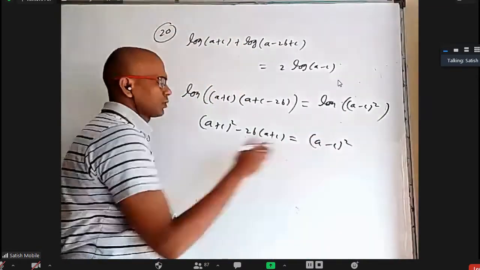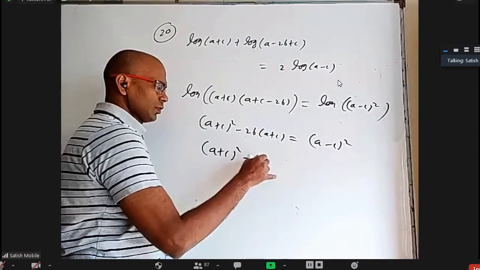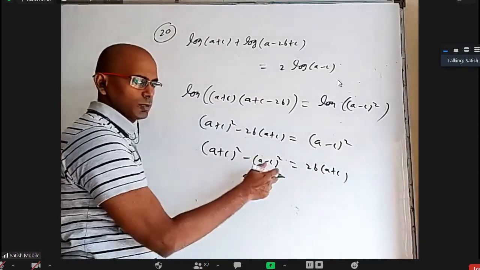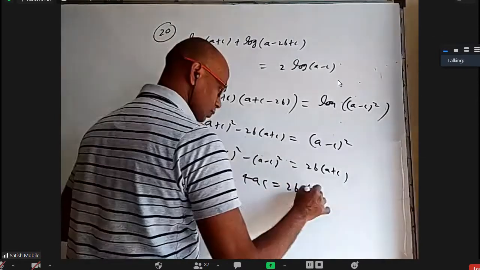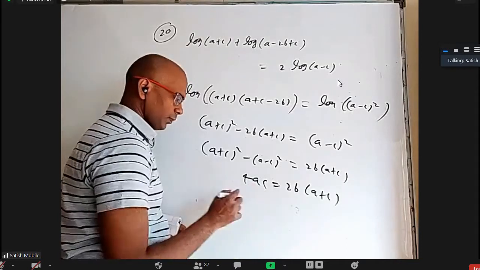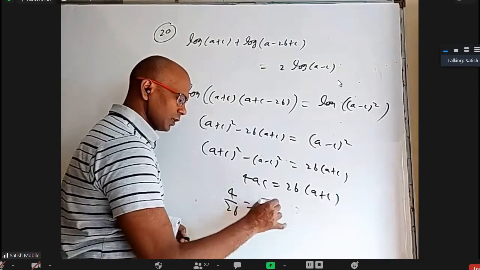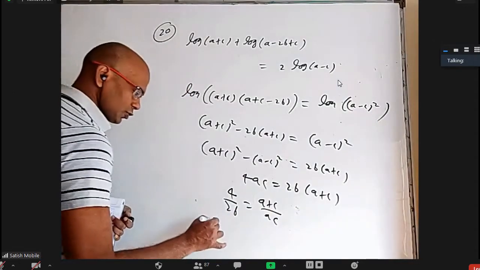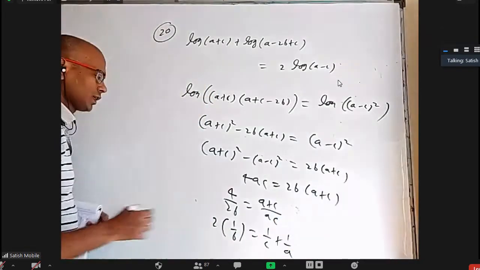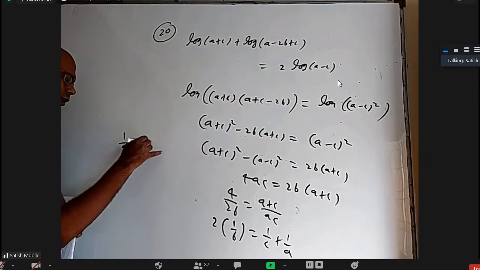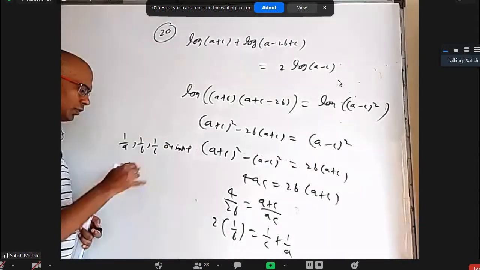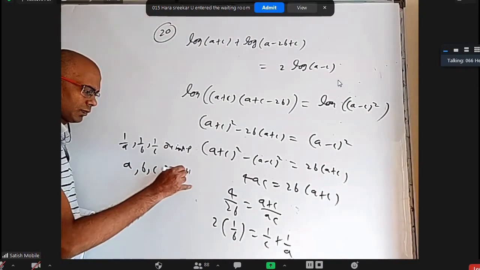Bring A minus C whole square to the other side. A plus C whole square minus A minus C whole square is 2B into A plus C. This is 4AC, like A plus B whole square minus A minus B whole square is 4AB. That equals 2B times A plus C. Now I'm going to divide by 2B here and AC here. 4 by 2B is equal to A plus C by AC. That is 2 times 1 by B is equal to 1 by C plus 1 by A. So you can see now that 1 by A, 1 by B and 1 by C are in AP. Whenever three things are in AP, their reciprocals A, B, C are in HP.